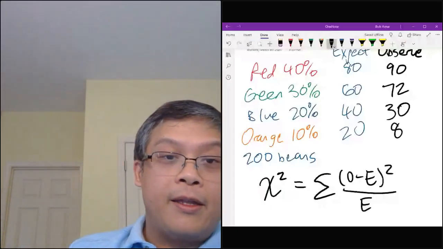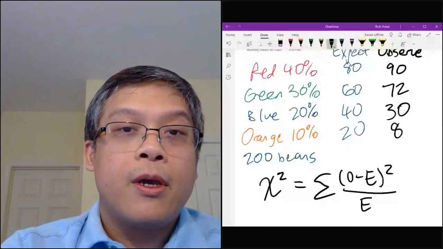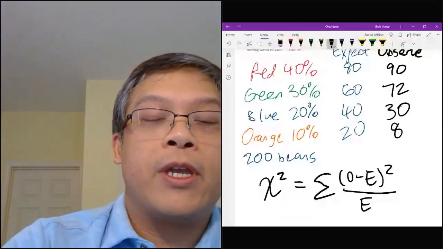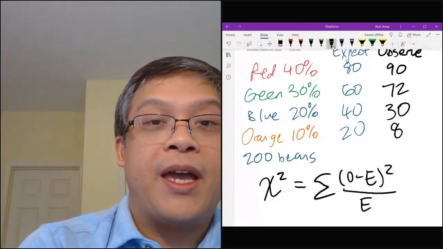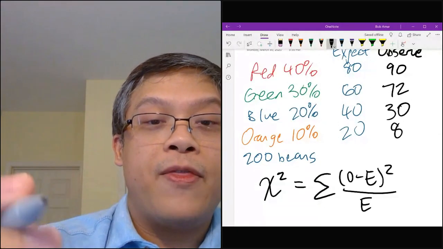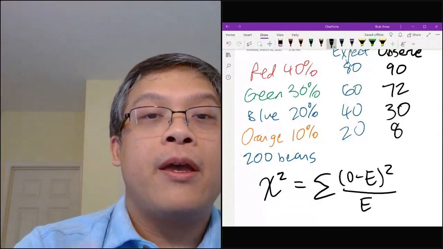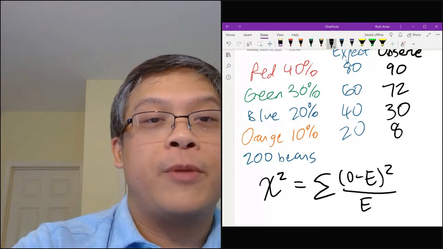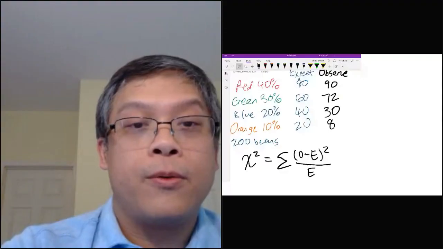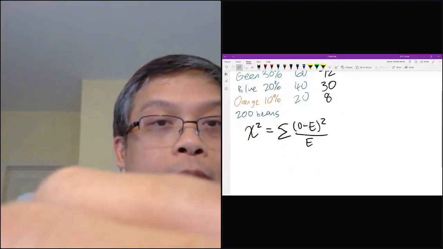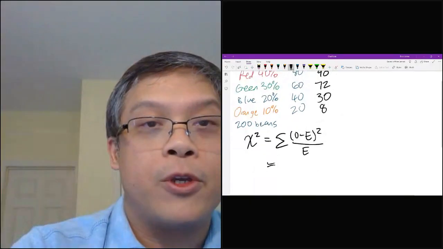Okay, and your calculator actually takes care of a lot of this for you. We can talk about how to put it in your calculator, but basically what you're doing here is you're finding these differences and then squaring those differences, dividing each difference by the expected count. Each of these things is called a contribution. So let me color code here for that.